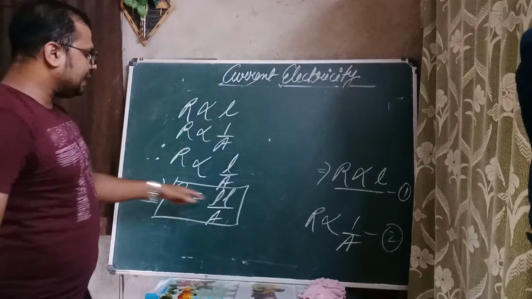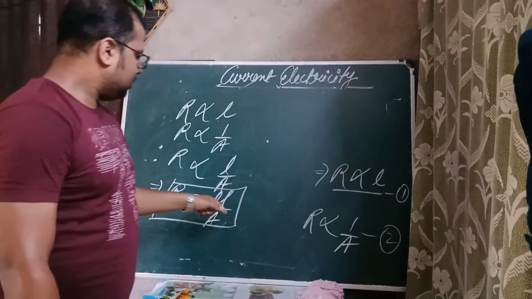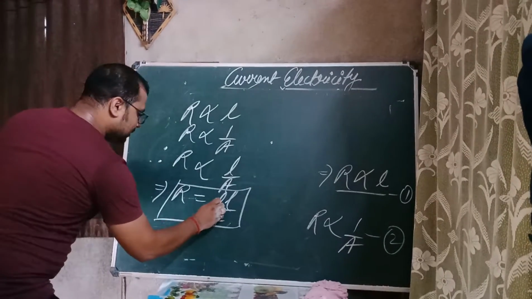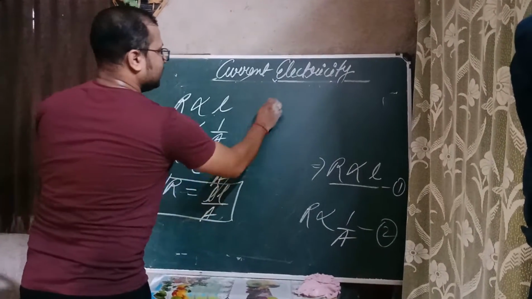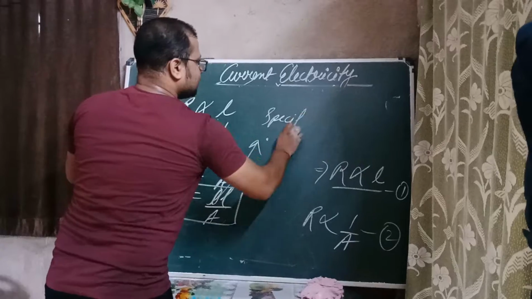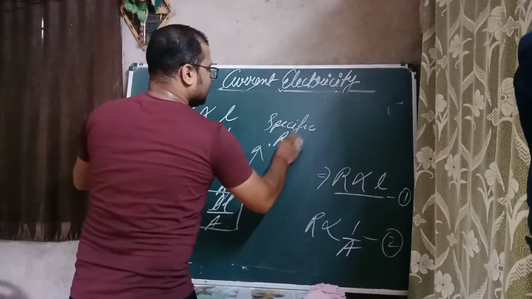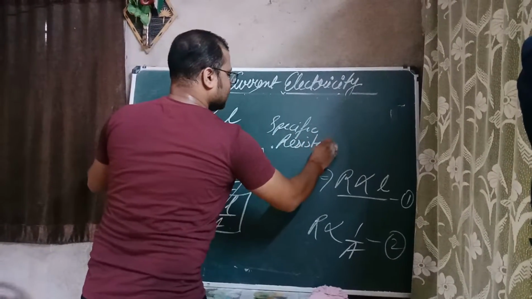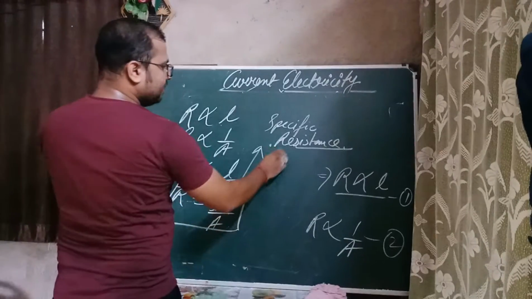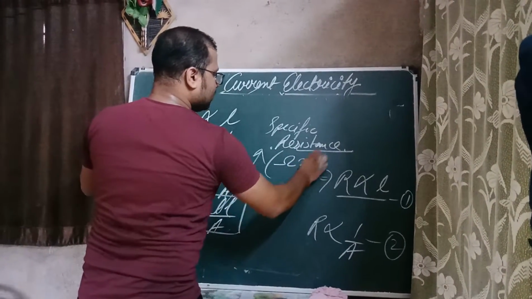This symbol we have used for density of the material also. It is known as specific resistance. What is it called, students? Specific resistance. Its SI unit is what? Ohm meter.